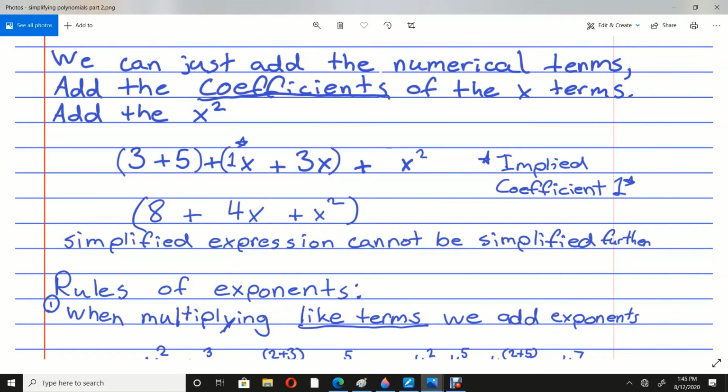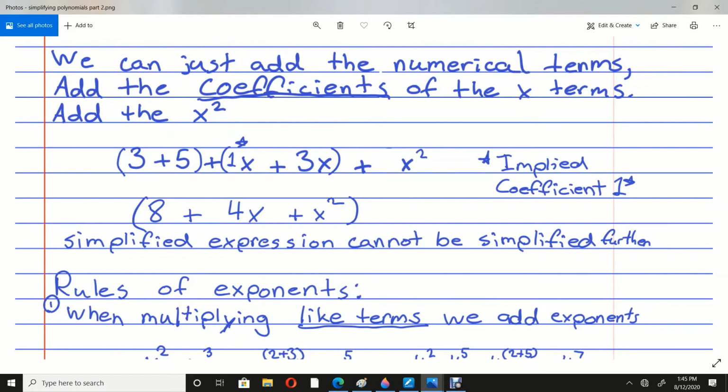This is as simplified as this expression can be. There are no more like terms for us to combine. We cannot add any of these terms together because none of their variables are common. So that's as simplified as this polynomial expression can be.